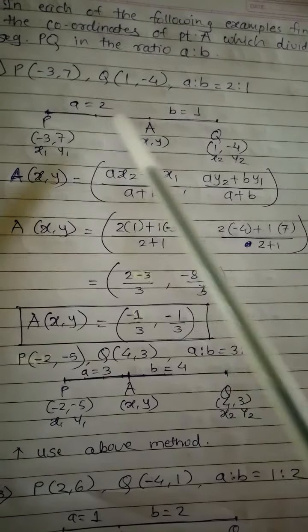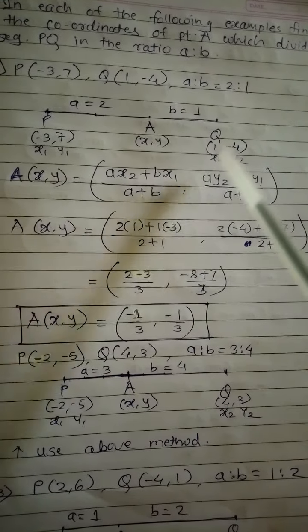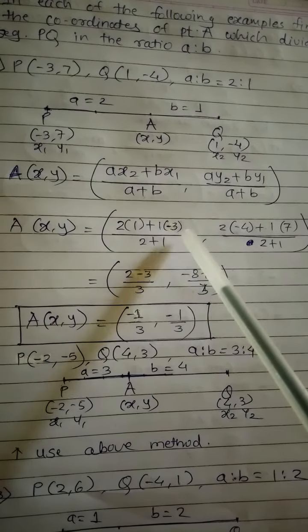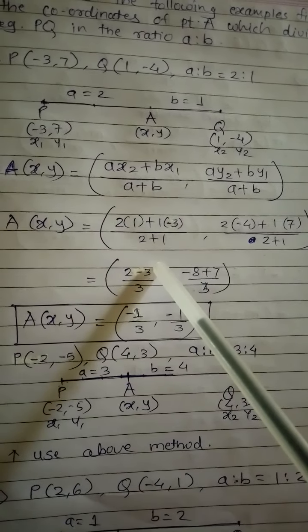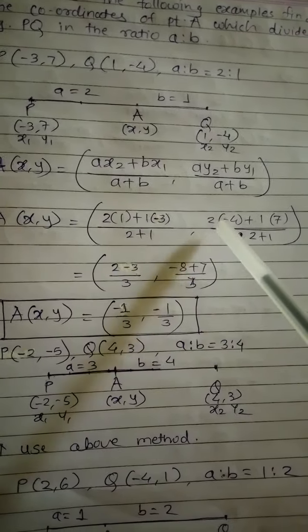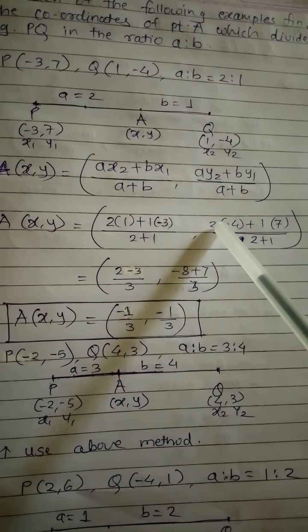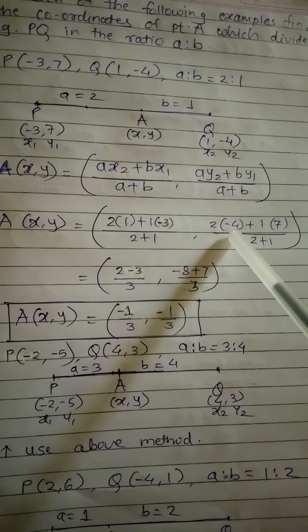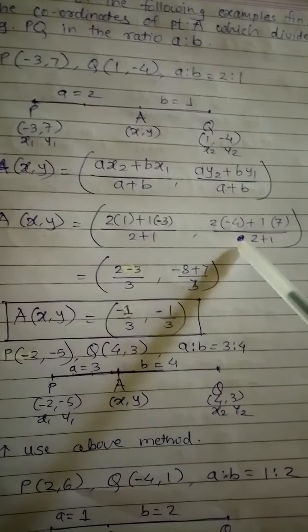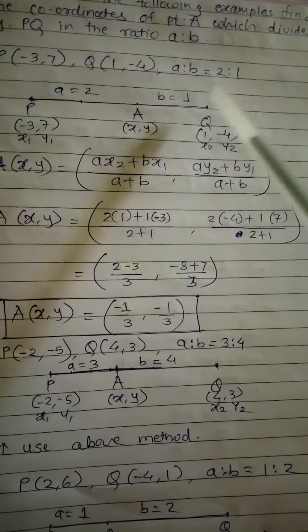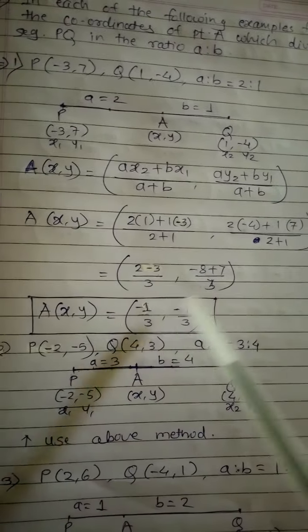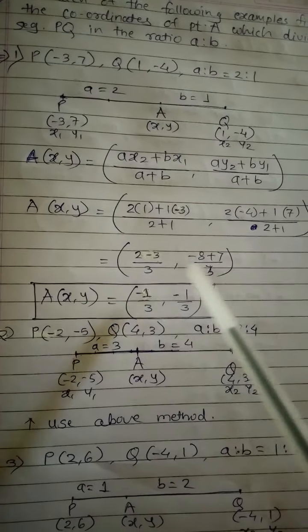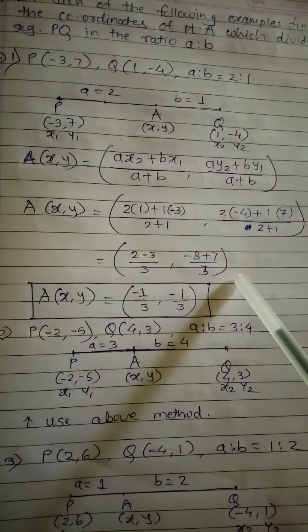So A is 2, x2 is 1, plus B is 1 and x1 is -3, upon A plus B, that is 2 plus 1. Next, y2 is -4, A is again 2, plus B is 1 and y1 is 7, upon 2 plus 1. By solving this we get (2 minus 3) upon 3 and (-8 plus 7) upon 3.